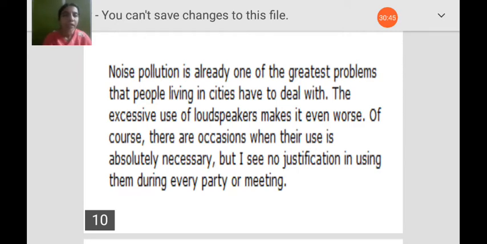But in the next line, we are saying, of course, there are occasions when their use is absolutely necessary. When the situation demands, when it is necessary, there is no problem in using it. But to use in every party or meeting is not justified. It's not proper. This we mean to say.